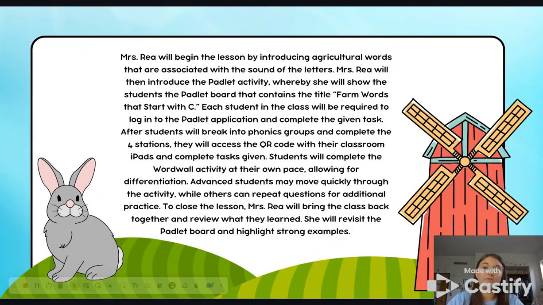After that, the students will break into phonics groups and complete those 4 stations. They will access the QR code with their classroom iPads and complete the tasks given. Students will complete the WordWall activity at their own pace. This could even be homework, as the students do have access to computers outside of the classroom, allowing for their own time and differentiation. Advanced students may move more quickly through this activity, while others can repeat the questions for additional practice.